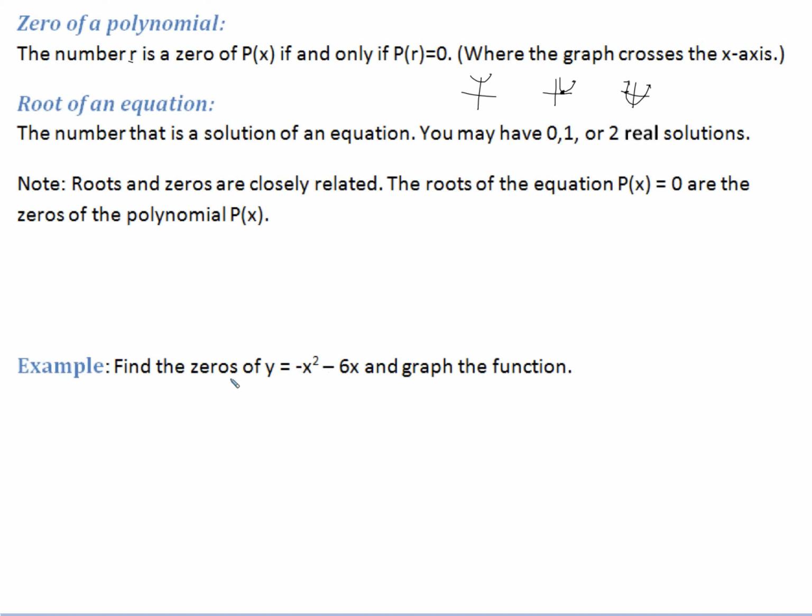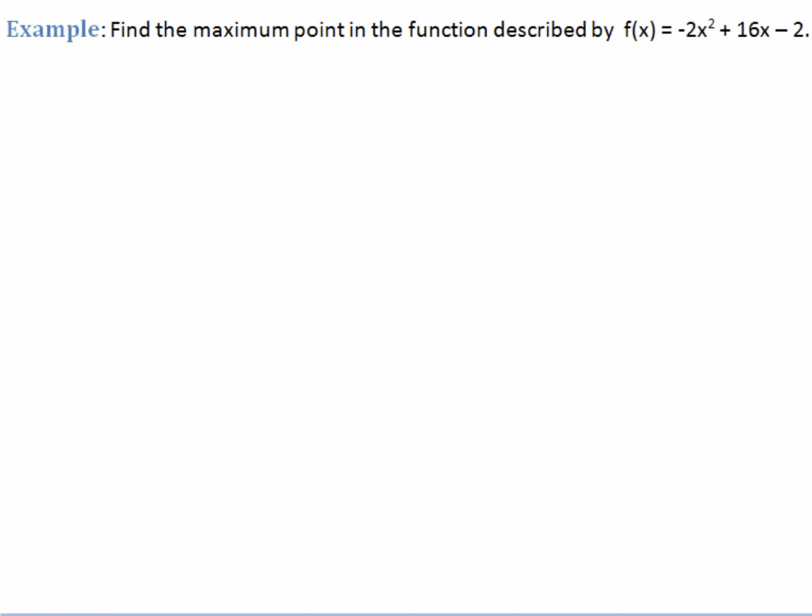So find the zeros of the function. Well, the zeros of this function are the values of x that make y equal 0. So we can just plug in 0 for y, and we can solve this. In this case, this is nice and easy because it's factorable. We can factor out a negative x, and we're left with x plus 6. And so what values of x make this 0? Well, x either equals 0 or -6. So in that case, we could factor. Sometimes you have to use the quadratic formula.